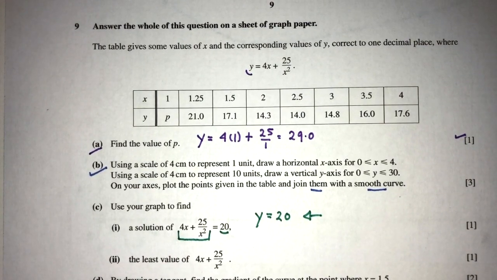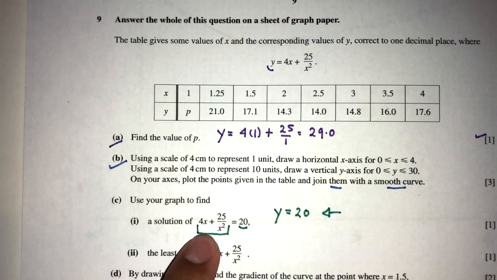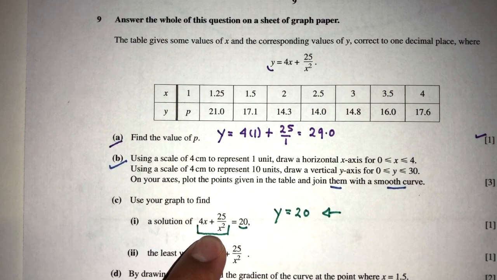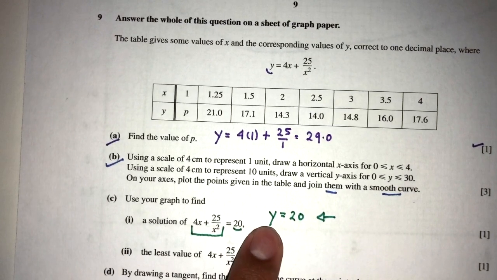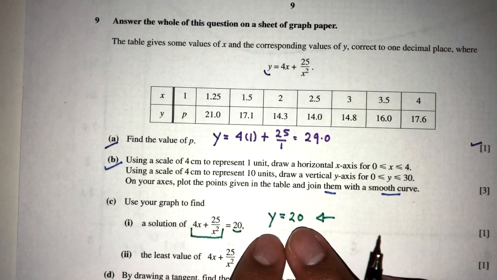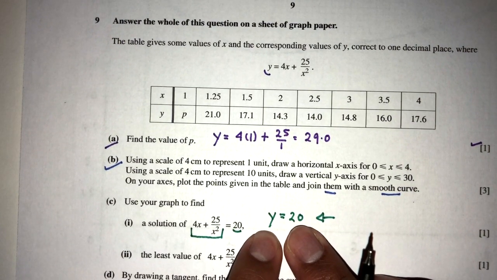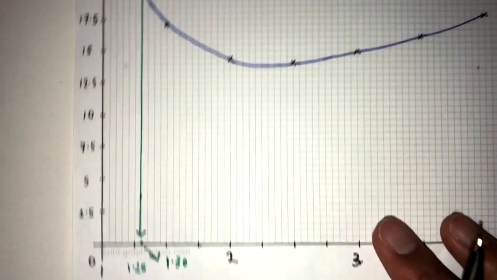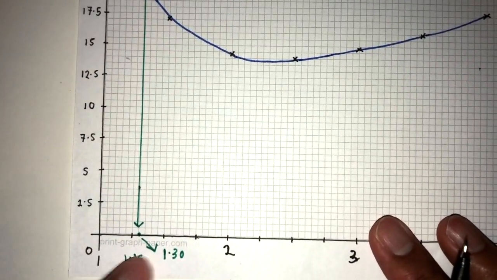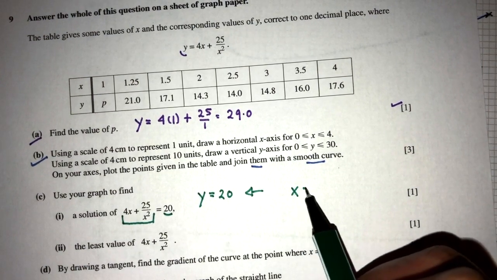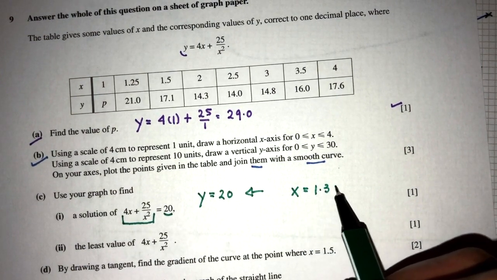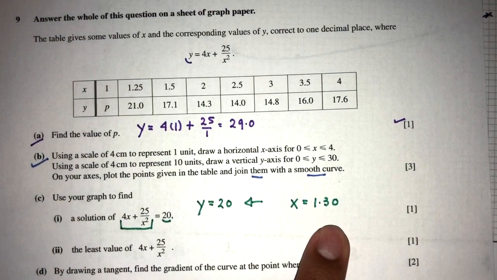So my answer here: what I did was very simple. I realized that this is my equation of the curve, and the curve is defined by y. I replace this by y, and you will have this line. So you have to draw this line on your graph to see where it cuts your curve. According to my graph, it cuts my curve at this point, at 1.30. That will be x equal to 1.30, and that is, of course, for one of the points.